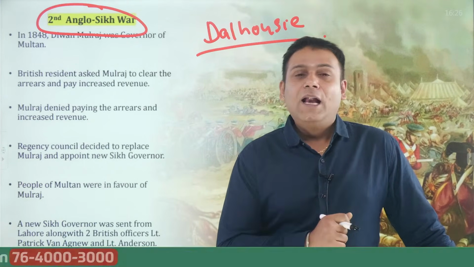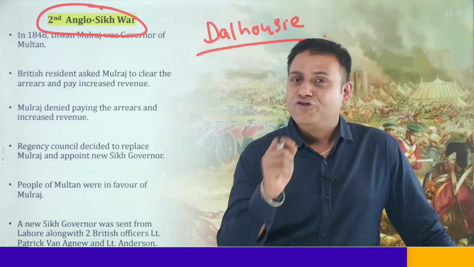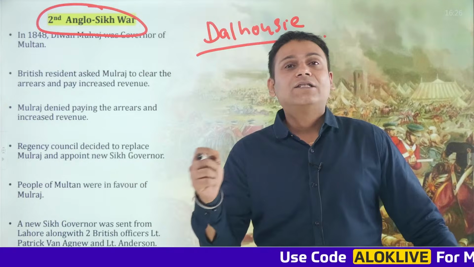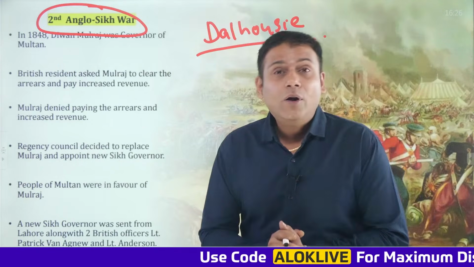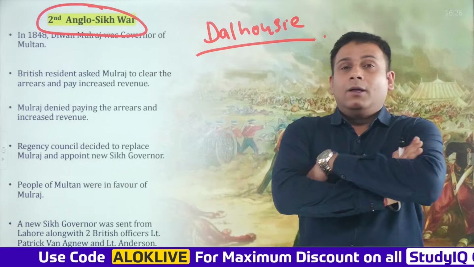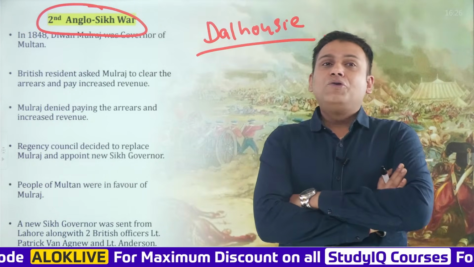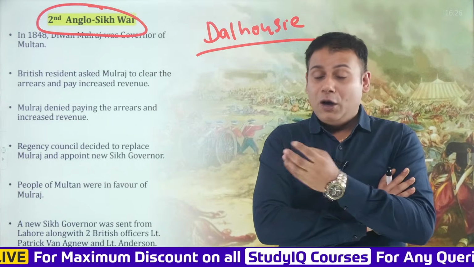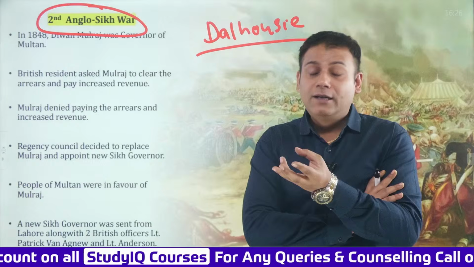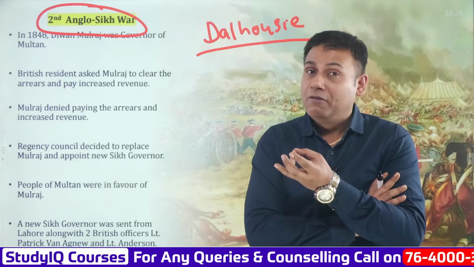My friends, Dalhousie's original name was James Andrew Ramsay and he was considered the youngest Governor General. He became Governor General at the very young age of 36. Precisely speaking, Dalhousie is known for many aspects. He started the non-regulation system. He started the guarantee system for the development of railways in India.